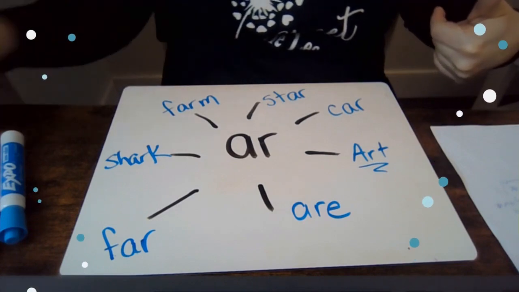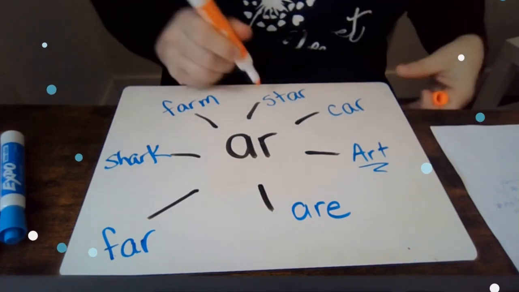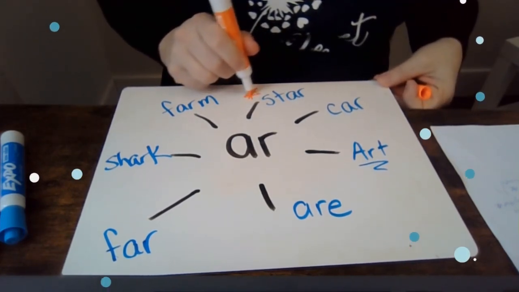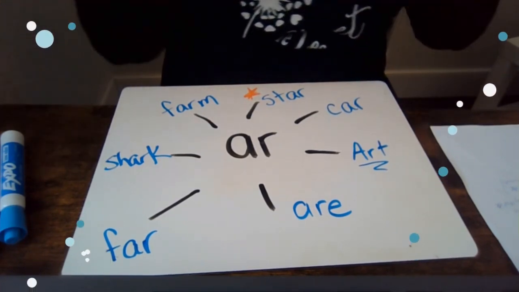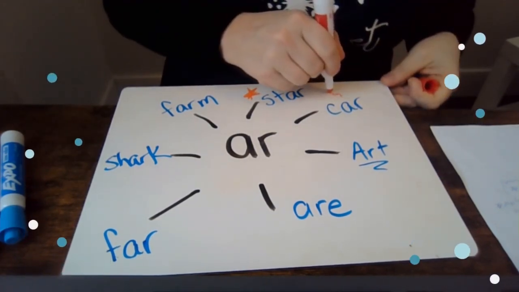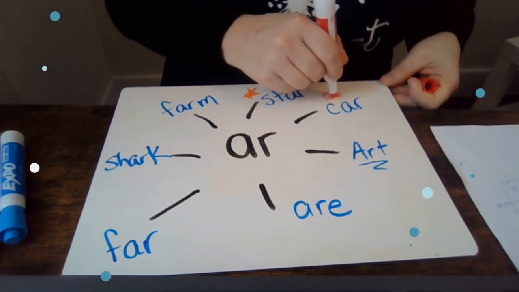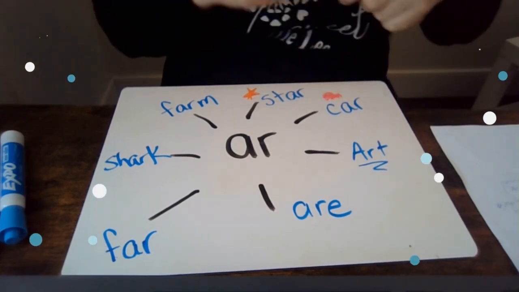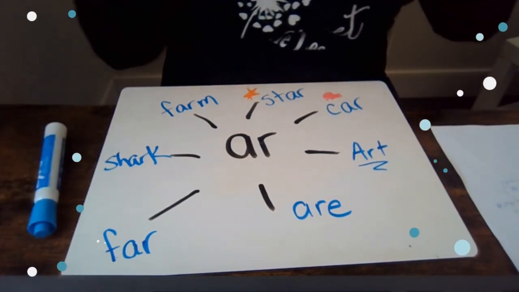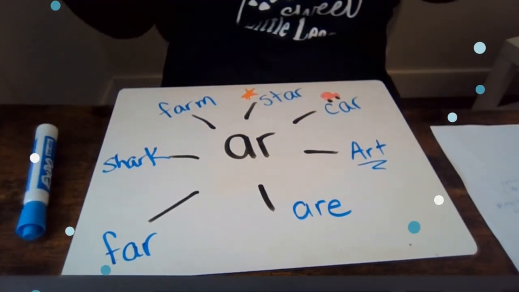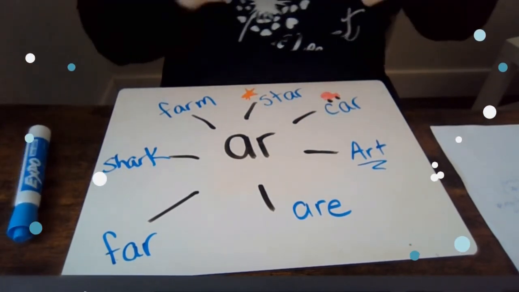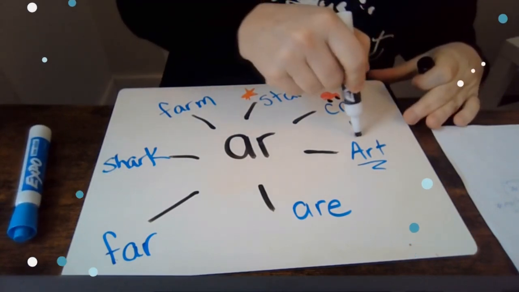So I'm wondering, I could probably draw a star pretty well. There it is. And a car. Maybe I'll make my car red. Wait, it'll look more like a car when I put the wheels on, I promise. There it is. And art. Ooh, maybe I can draw a picture frame.